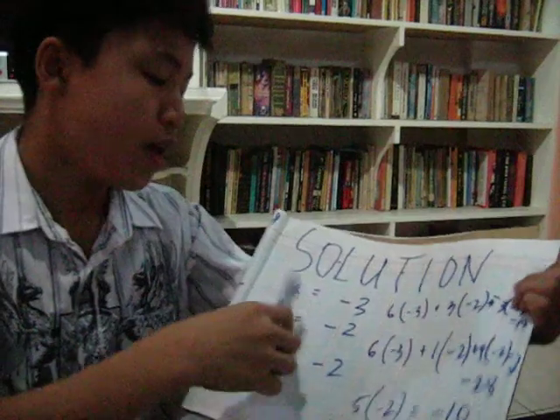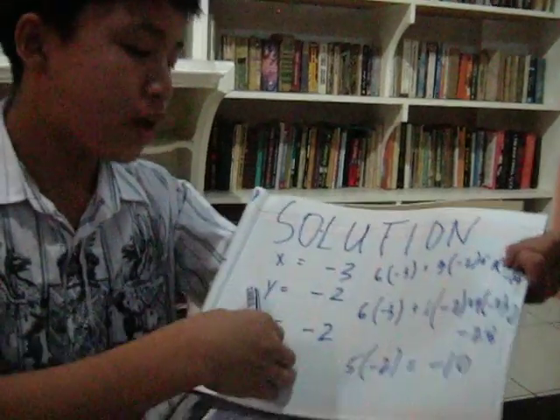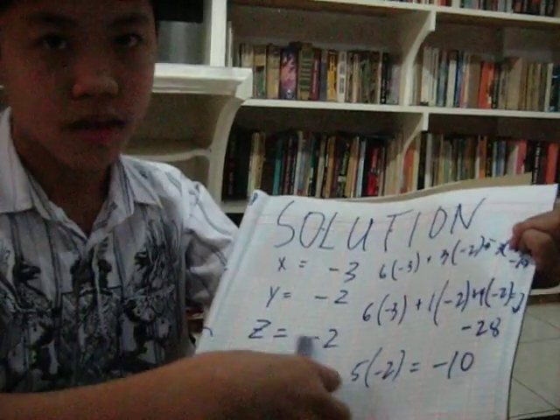So, all in all, we get this. x equals negative 3, y equals negative 2, z is equal to negative 2.